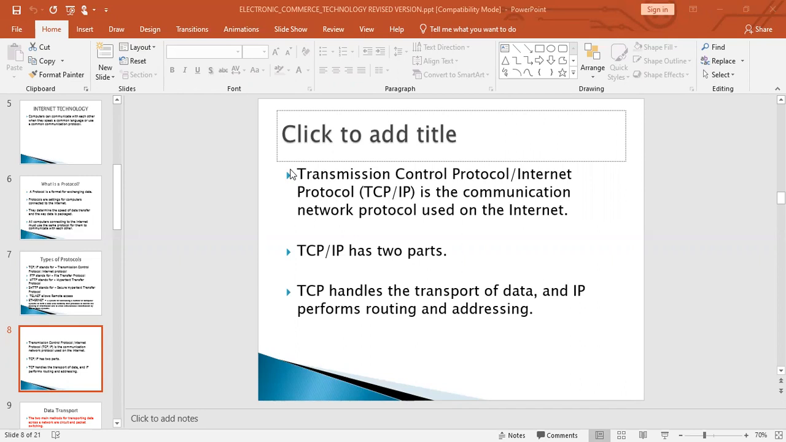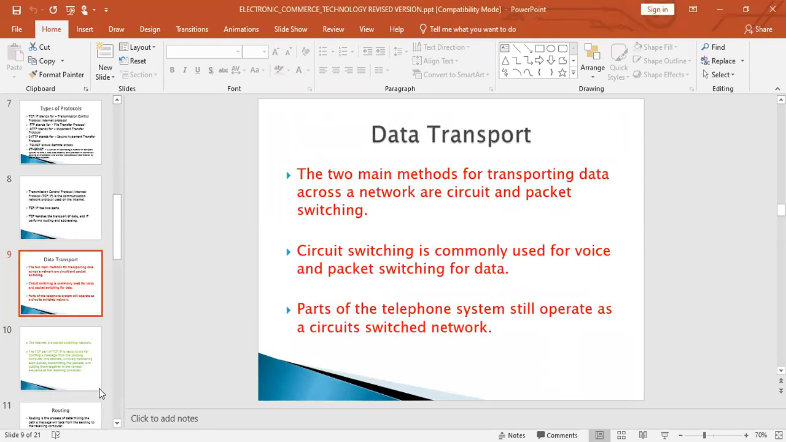Let's look at what data transportation is. Then we'll look at the IP part, which takes care of routing and addressing, and then what routing is and what addressing is. We begin with data transportation. I have made mention of the fact that the TCP part is in charge of data transportation. You understand what transportation is: a means of traveling or moving from one point to another point.